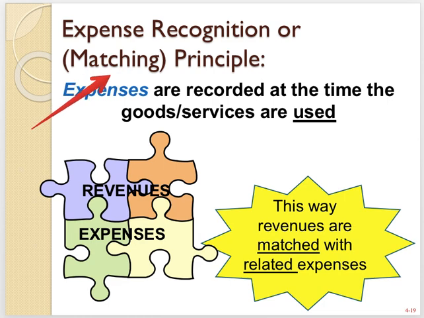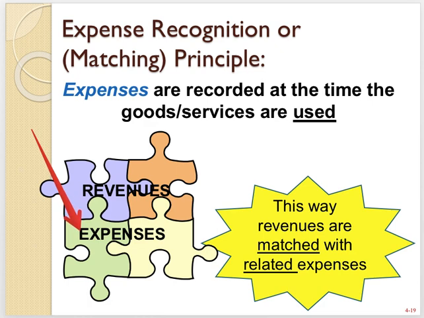Expenses are recorded at the time goods and services are used. Doesn't matter when the cash is paid. What matters is when the goods and services are used. Now we call this the matching principle because remember, revenues and expenses are related, right?